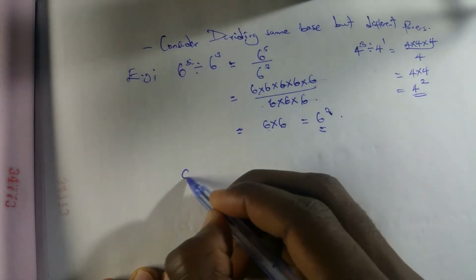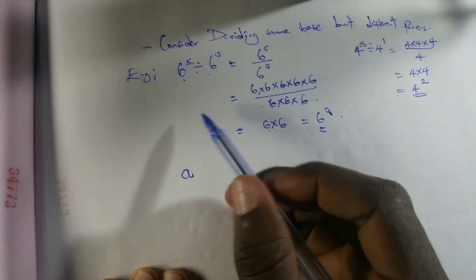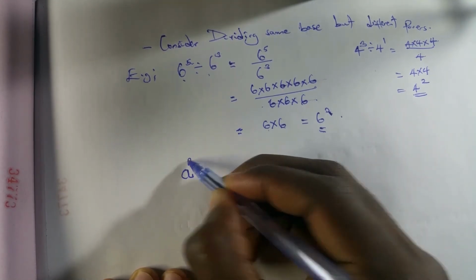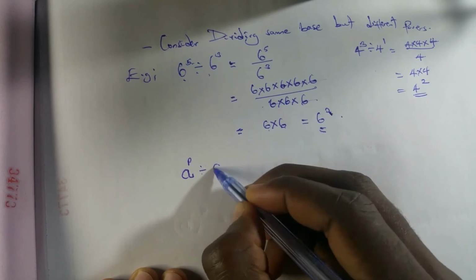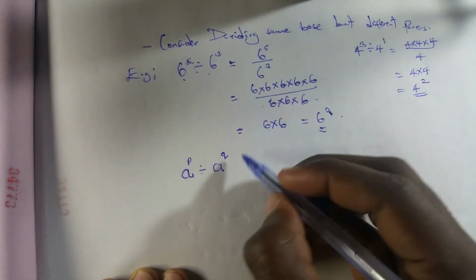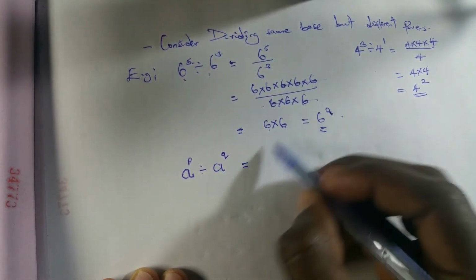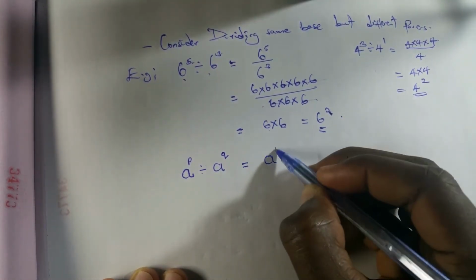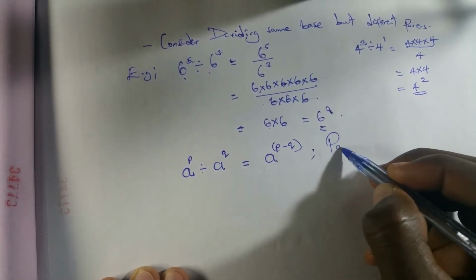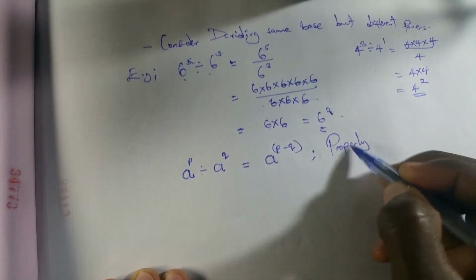We have a base, okay, say 6, raised to a power p, dividing the same base raised to another power q. This is just the same as having the same base but then subtracting the powers. That brings us to property 3 of indices.